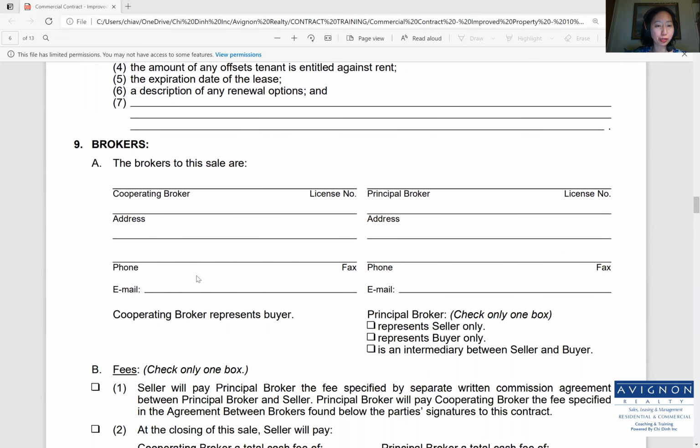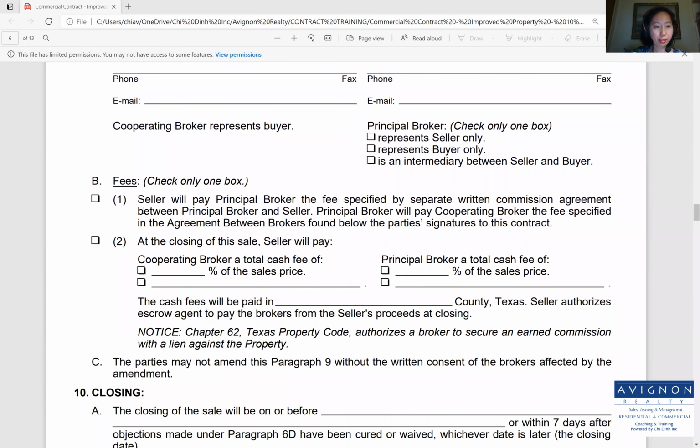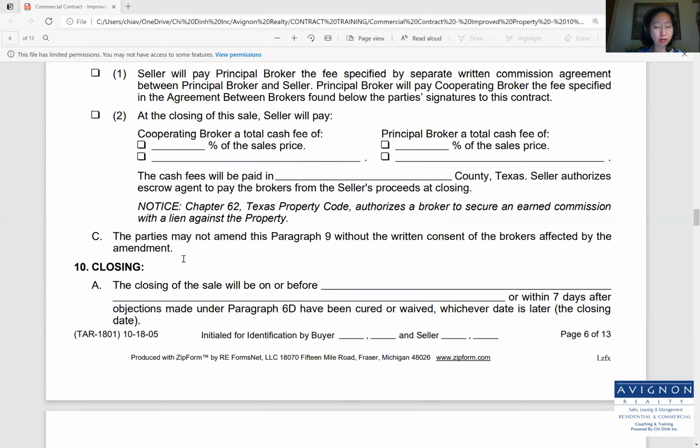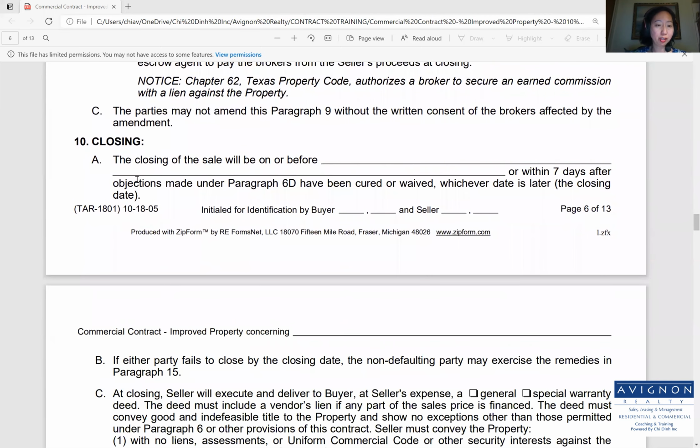Paragraph 9, brokers. The brokers to this sale are, so the cooperating broker information will go here, and then the principal broker would go here. And B needs to be checked regarding fees. And then C, the parties may not amend this paragraph 9 without the written consent of the brokers affected by the amendment. And 10, you have closing.